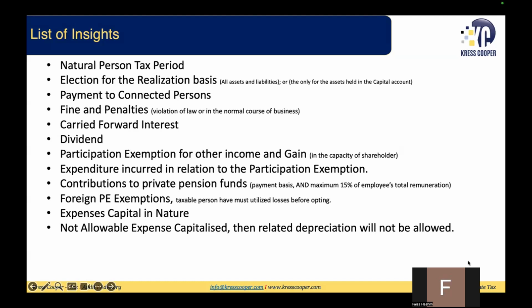Now, expenditure incurred in relation to participation exemption, apple to apple comparison, like to like comparison. If the income is not allowed, you cannot claim the expenses as well. This is a simple rule, apple to apple comparison.